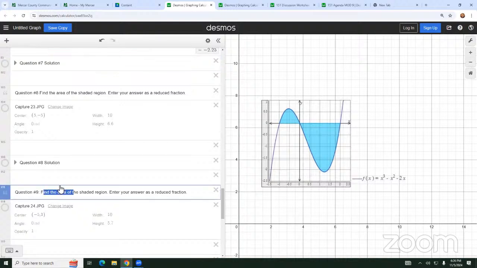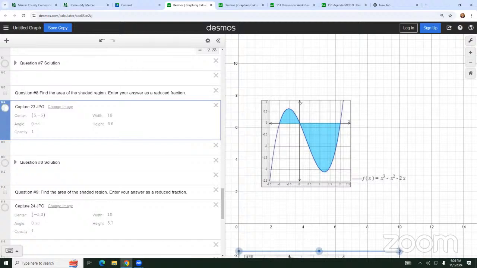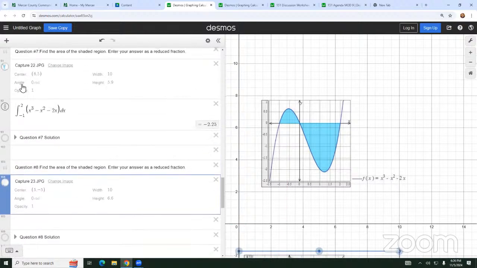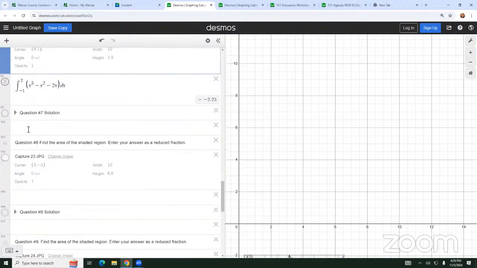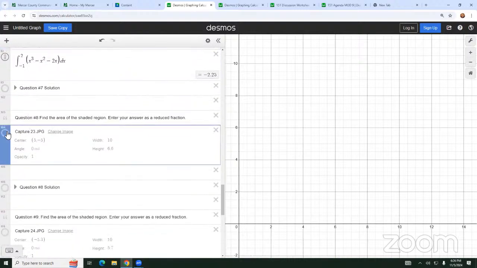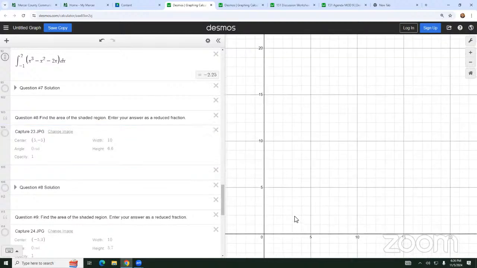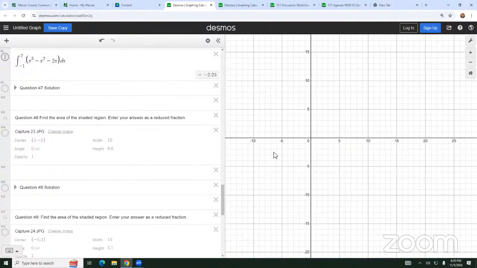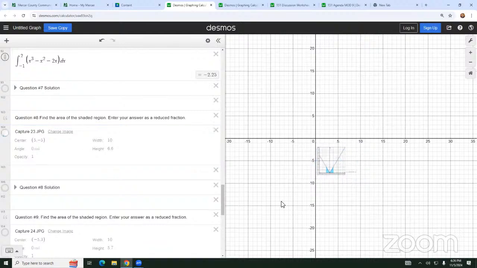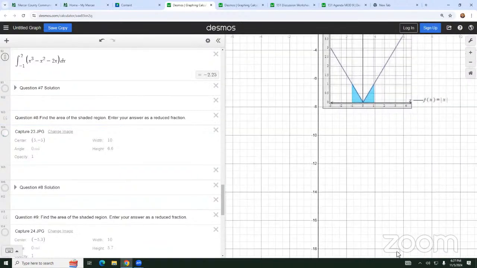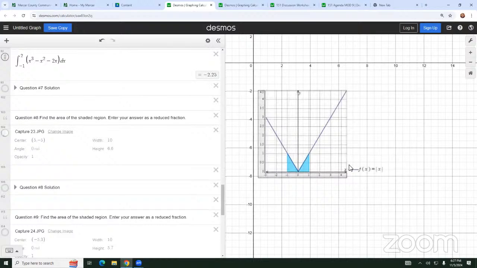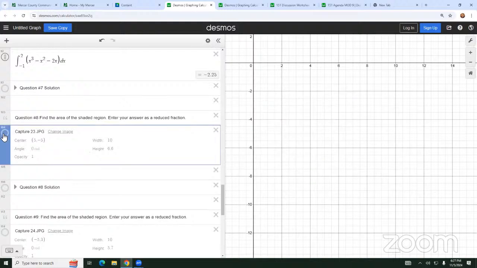Here's another one. Find the area of the shaded region. Let me turn this one off. This one's still on. Find the area of this shaded region. There it is. So for this one, I don't have to worry. I could just integrate it, or I could find the area by, there's no negative values here, so this one's not a problem.